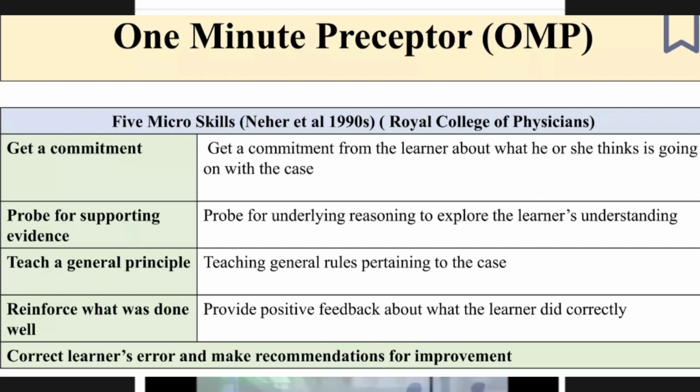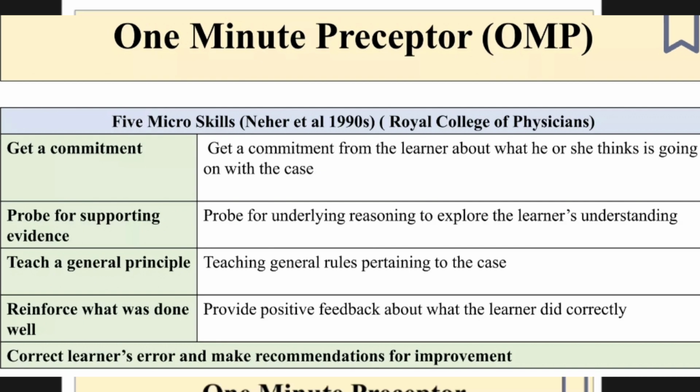In 1 minute preceptor, we have 5 micro skills: get a commitment, probe for supporting evidence, teach a general principle, reinforce what was done well, correct learner's error, and make recommendations for improvement.